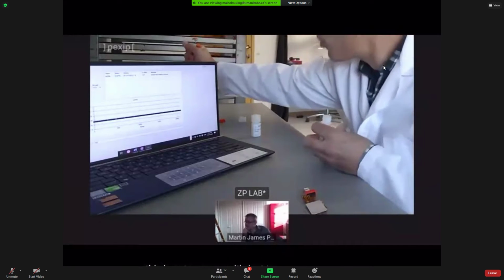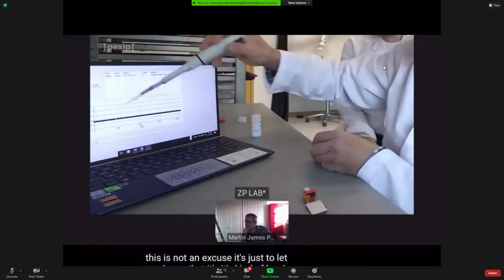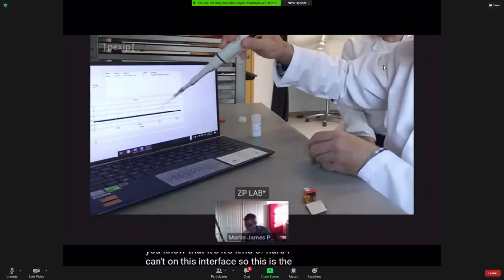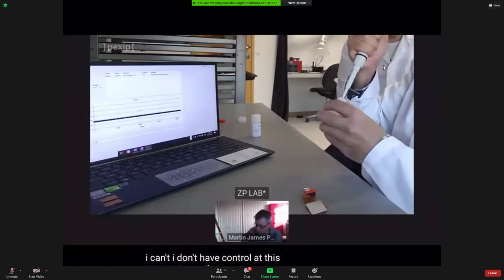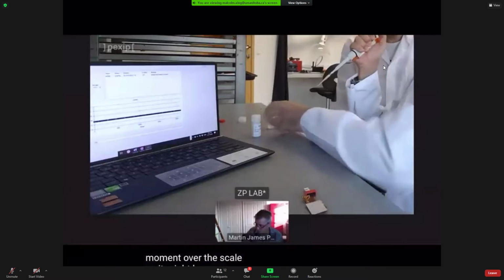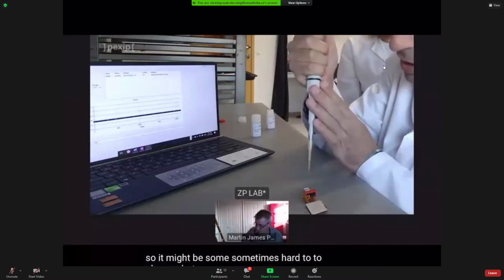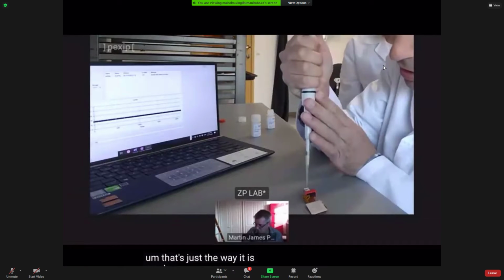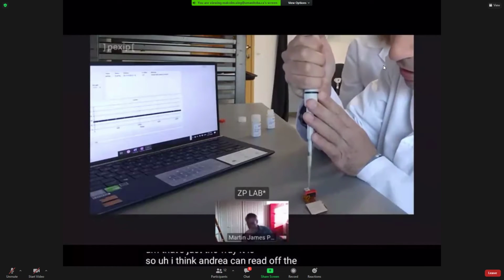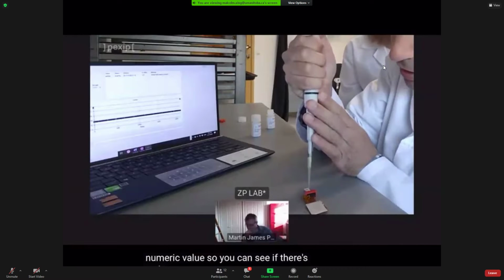This is not an excuse. It's just to let you know that it's kind of hard. I can't on this interface. So this is the readout platform. I don't have control at this moment over the scale. So it might be sometimes hard to observe, but that's just the way it is. So I think Andre can read off the numeric value, so you can see if there's a step change.